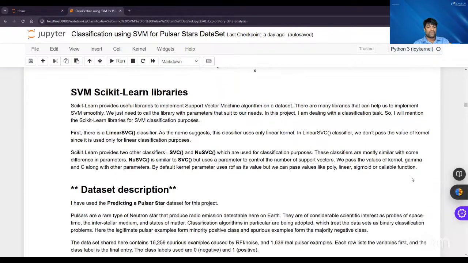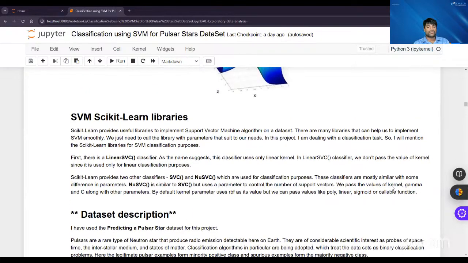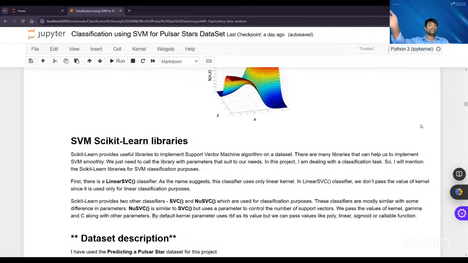Right. So let me introduce you to the libraries, how we are going to use it in SVM.